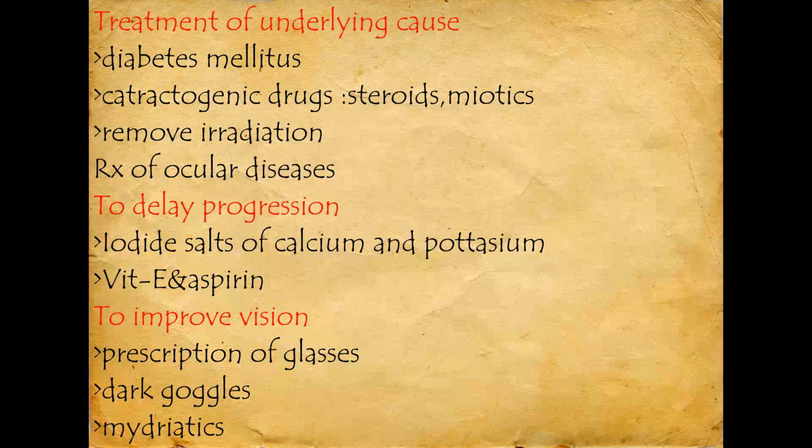Management. Non-surgical management includes treatment of underlying cause like control of diabetes, removal of cataractogenic drugs like corticosteroids and strong miotics, removal of irradiation, early treatment of ocular diseases like uveitis, delaying the progression by using iodide salts of calcium and potassium, and vitamin E and aspirin. Measures to improve vision in incipient or immature cataract stage: prescription of glasses for refractive status, using of dark goggles and mydriatics.